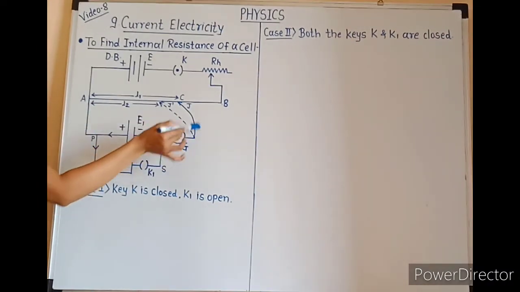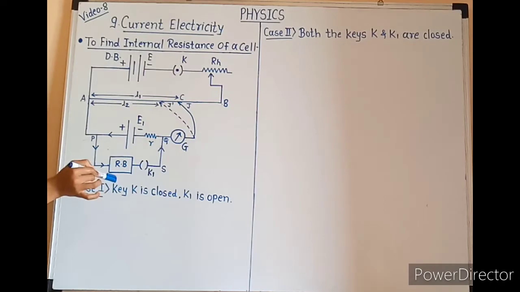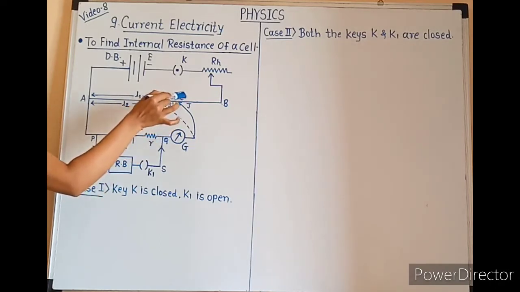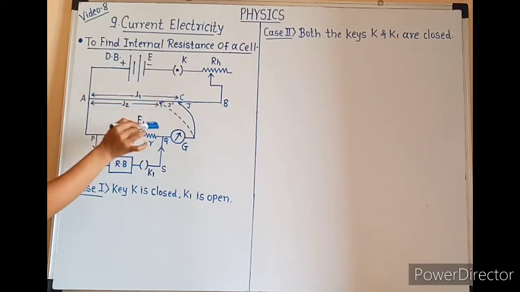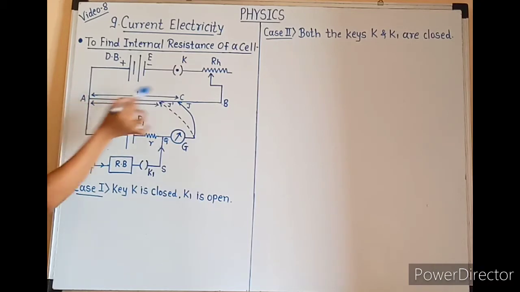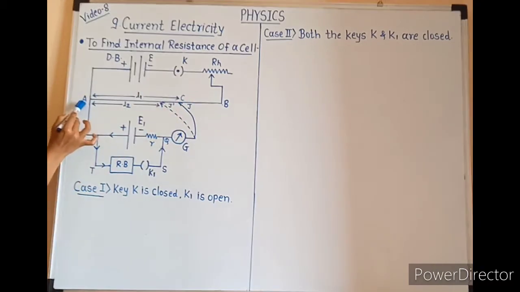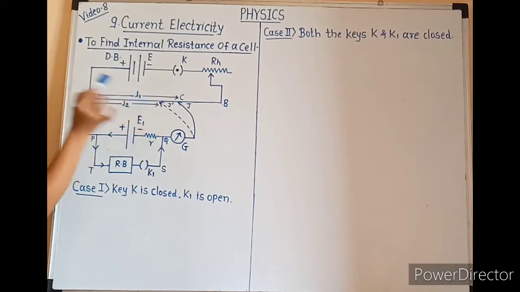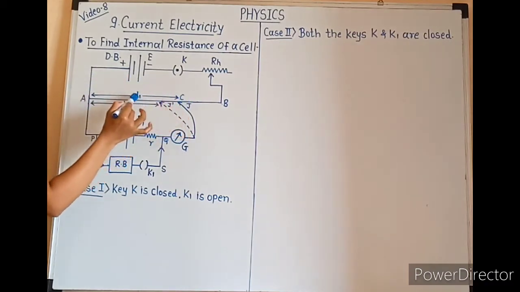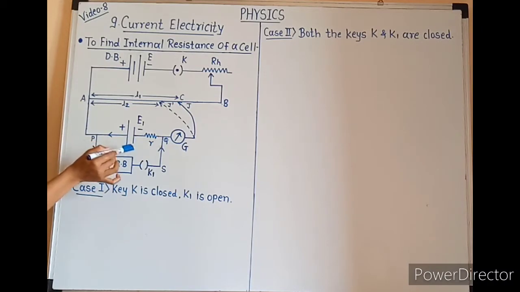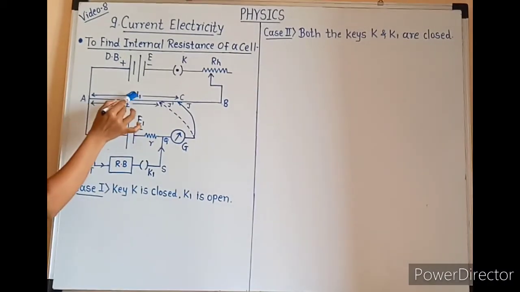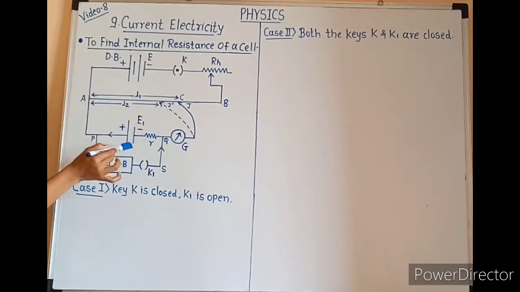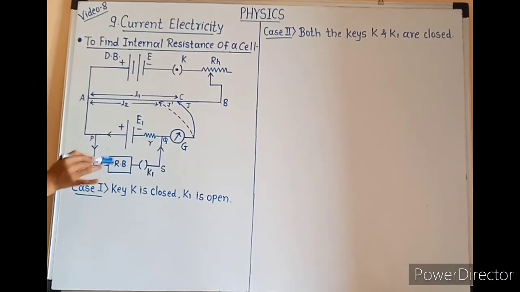Now achieve the null point with the help of the jockey. This null point is achieved at point C, and the distance between the terminal A and the null point is L1. This length L1 is the balancing length for the cell E1.